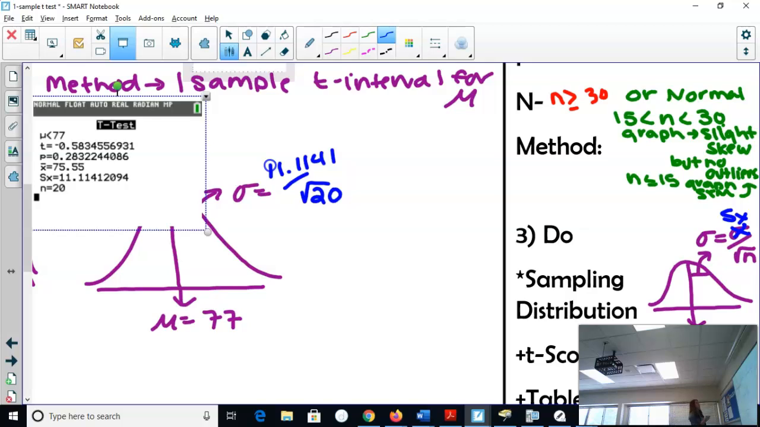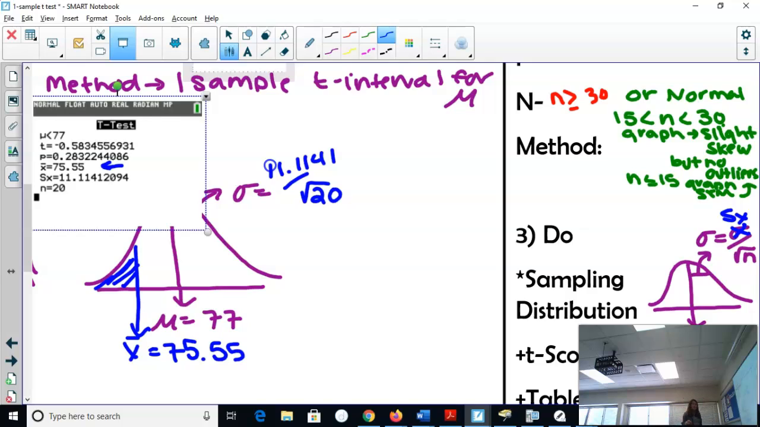Now we have our x bar right here. This is what we observed. Our x bar is 75.55. This is our statistic, similar to last time, except we used a p hat. Our p hat was describing that sample. This x bar is also describing that sample. We're going to shade to the left. Why? Because our HA is a less than problem.